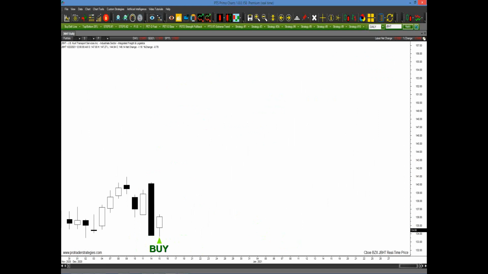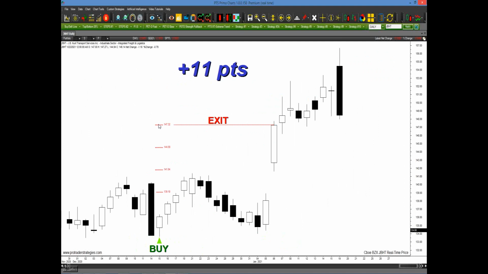Another example here in JBHT, JB Hunt. A buy signal was generated, going back to December or so. Here are the 4 exit levels. So you can decide to take this trade. If you wanted to, you could have gotten long the next day or placed your exit order. And look what happened. In a couple of weeks, you got up there and made a nice 11-point gain. But the same thing happened. It went higher for another week. Don't get greedy, because oftentimes you'll see it give it all back.